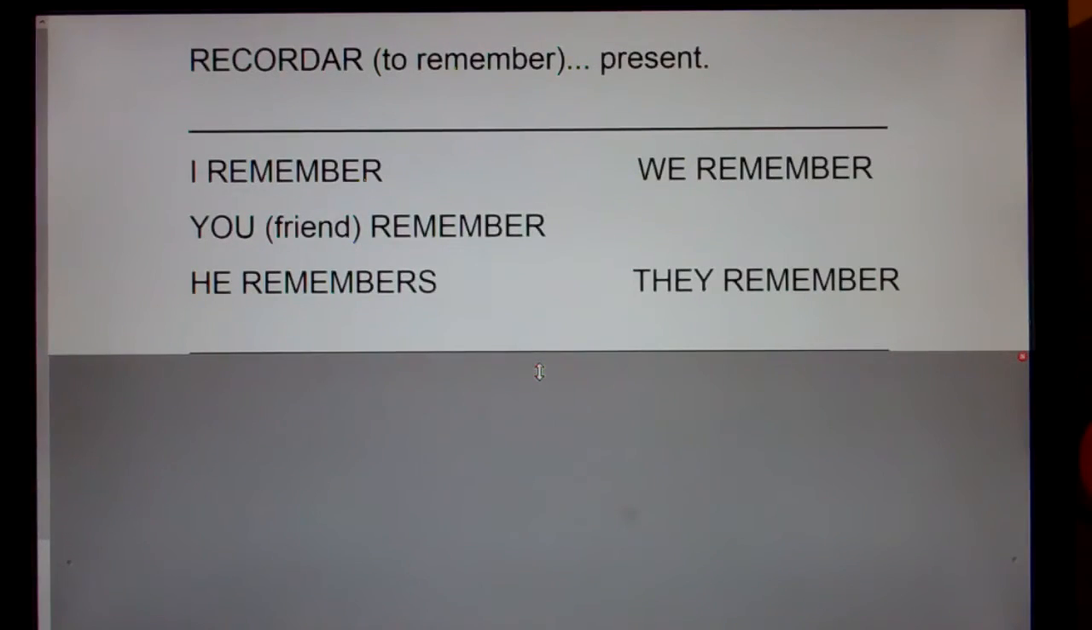This is the verb recordar, to remember, in the present tense, okay? How are we going to remember that recordar means to remember?